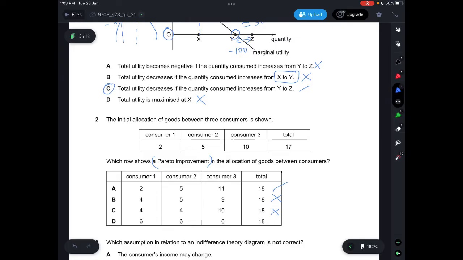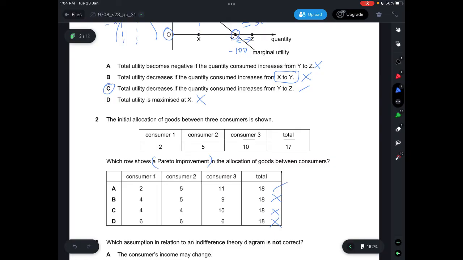Because like what I mentioned, if let's say you want someone else to improve, you cannot make somebody else worse off from that particular allocation. And for D, there's an improvement from 2 to 6 for consumer 1, for consumer 2 it's 5 to 6, and for consumer 3 there's a drop from 10 to 6, therefore D is incorrect.